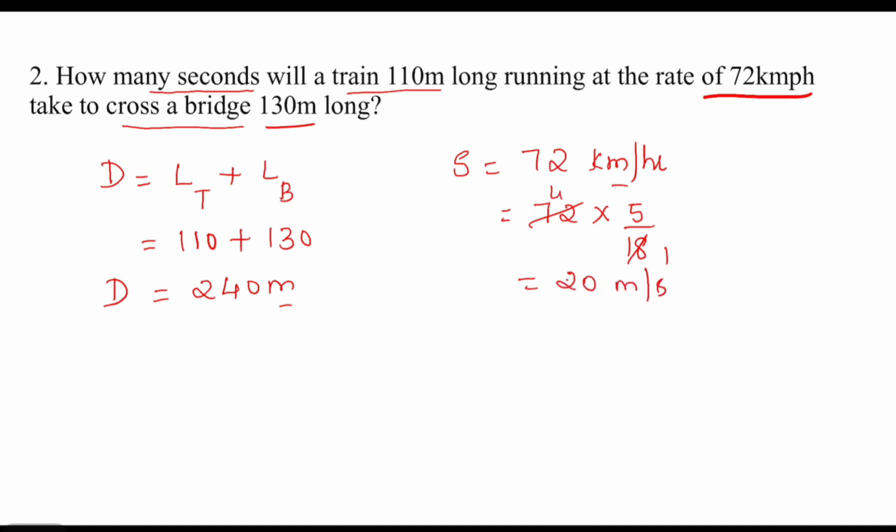So both distance and speed are now in meters. So now we can directly find out time. Time is nothing but d by s. So distance is 240 and speed is 20. So 12 twenties are 240. Therefore t is equal to 12 seconds. So the train takes 12 seconds to cross the bridge. Next problem.